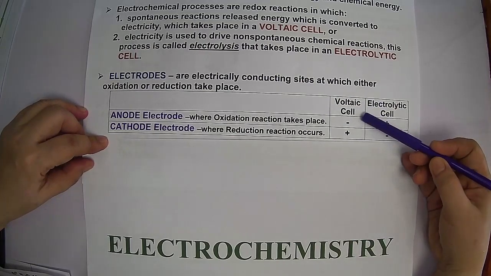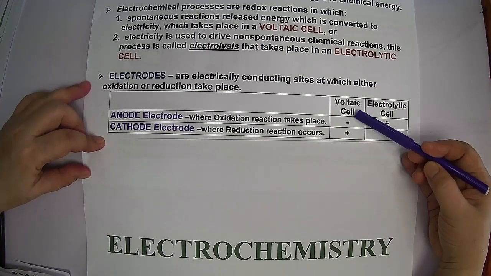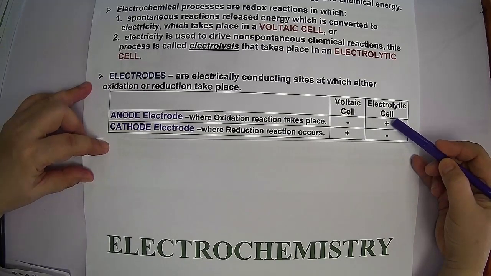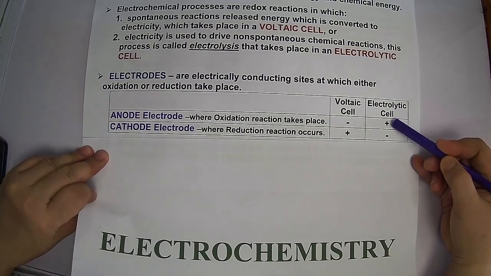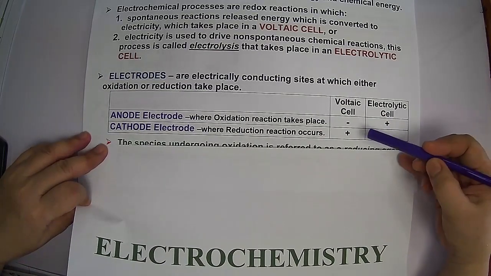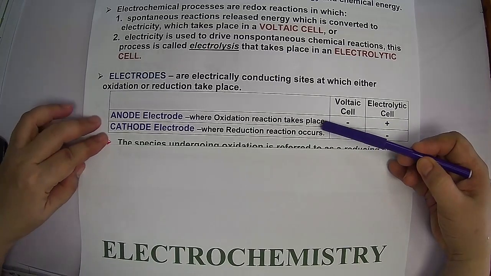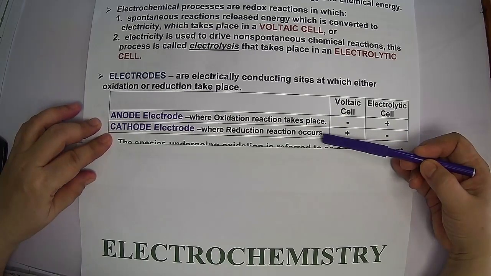In both cases, whether a voltaic cell, where electricity is produced by a spontaneous chemical reaction, or an electrolytic cell, where a non-spontaneous chemical reaction is driven by electricity, the design of the electrodes differs from each other. However, oxidation always takes place at the anode and reduction takes place at the cathode.